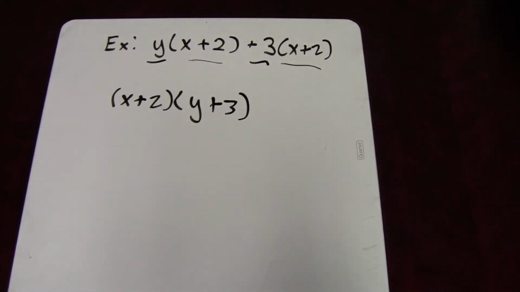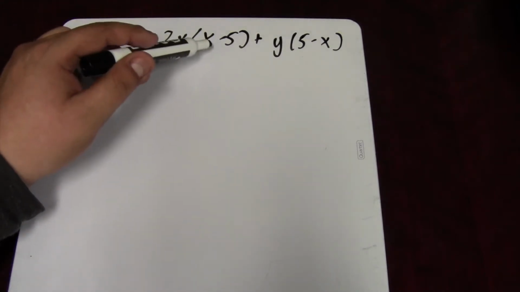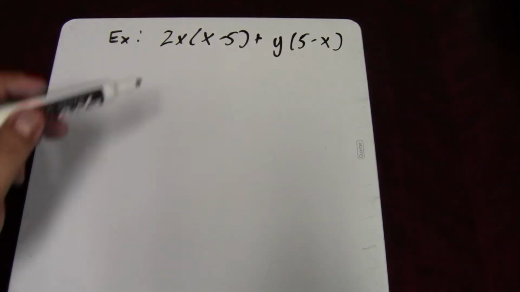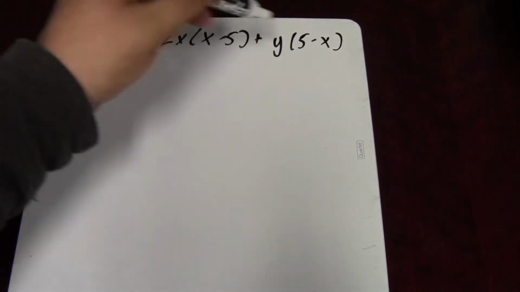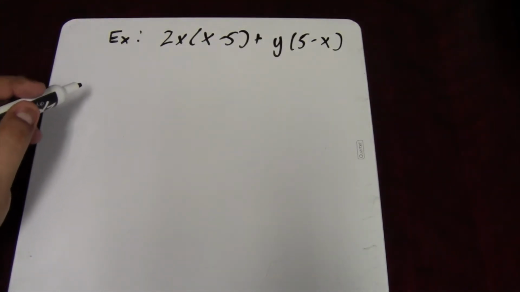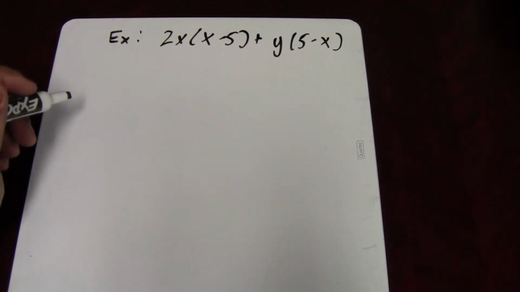So to factor, when it's like this, it's probably one of the easiest things to do. However, you could run into a case where you have to do a little something extra before you can actually do this. Let's look at that. Now let's look at this one. Notice we have a 2x times x minus 5 and then plus y times 5 minus x. Now if you recall in the last example, these two we said had to be the same. They have to be the same. So we have to do something to kind of get them to be the same. Is there something we can do?